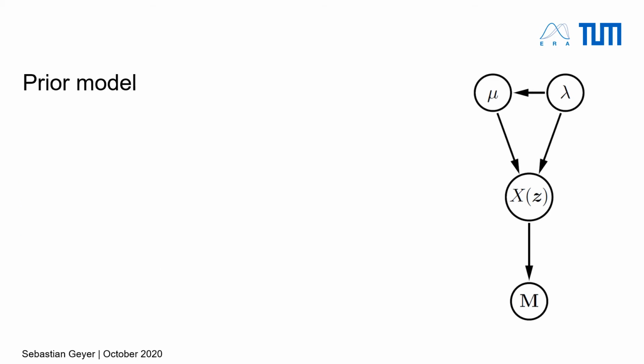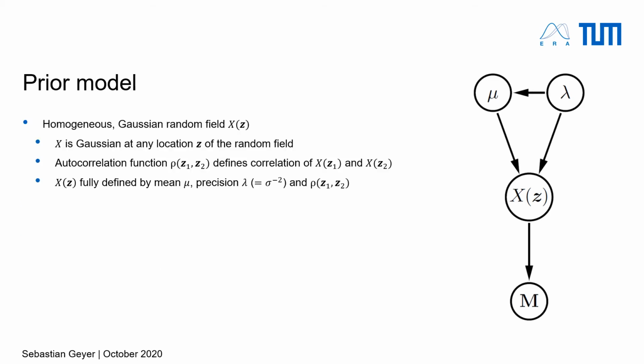Now a bit more detailed. The prior model is a homogeneous Gaussian random field x of z, which means that x is Gaussian at any location of the random field. The autocorrelation function ρ defines the correlation of x of z1 and x of z2 for any z1, z2 in the domain of the random field. Since x of z is Gaussian, the random field is fully defined by the mean mu, the precision lambda, which is the inverse of the variance, and the autocorrelation function.